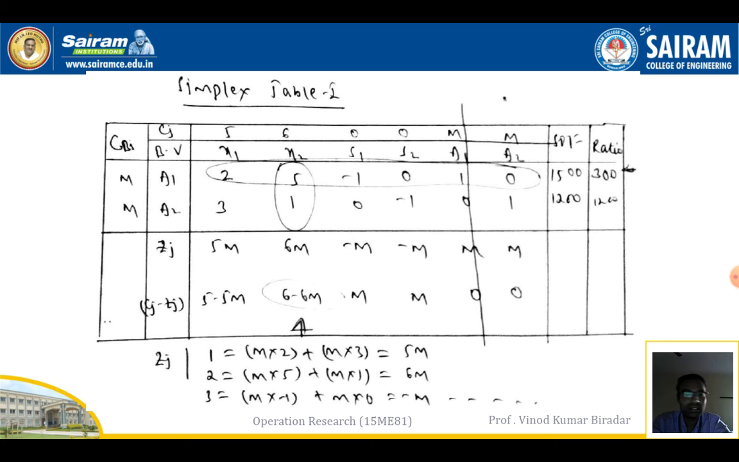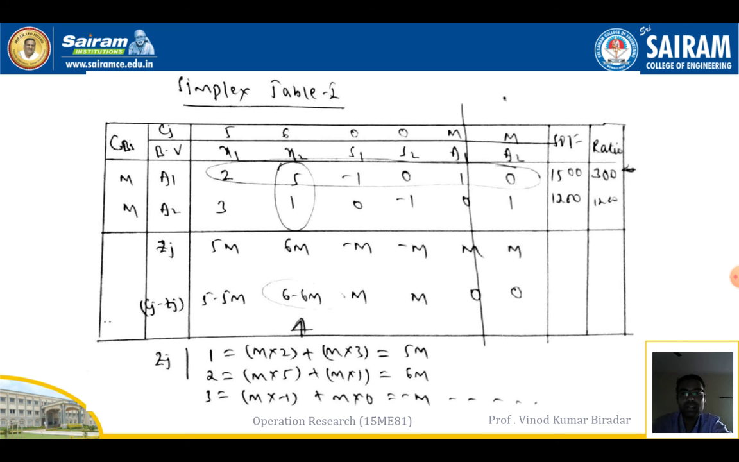After calculating the zj values, you need to calculate the cj minus zj value. So on top are the cj values, and at the bottom we calculated the zj values. So cj minus zj is 5 minus 5M, 6 minus 6M, 0 minus minus M, that is plus M. Write down like that. After calculating this, you check whether the given solution is optimal or not. If it is optimal, all the cj minus zj values should be either positive or 0. Here some values are negative, so the solution is not optimal. M is positive, and 0, 0 is correct.